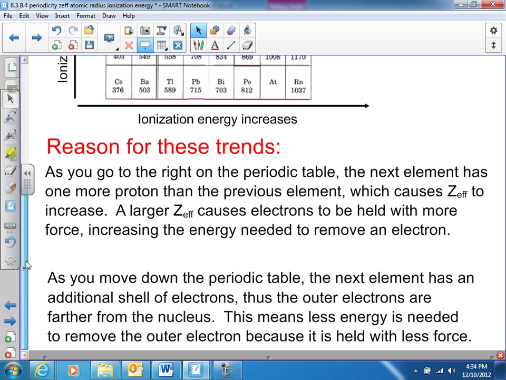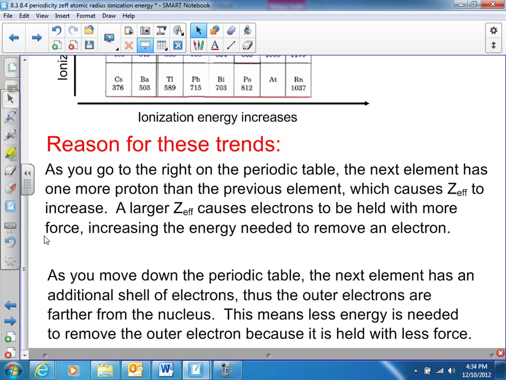Now what about going down the periodic table? What's the big thing that's going on? We're getting more shells. So as you move down the periodic table, the next element has an additional shell. The outer electrons are farther from the nucleus. And think about it, if something is farther from a nucleus, negatives will be held with less force the farther away they are from a positive area. So the nucleus is positive. If we're comparing an electron that's close to the nucleus versus an electron that's far from a nucleus, the farther electron is not held as tightly.